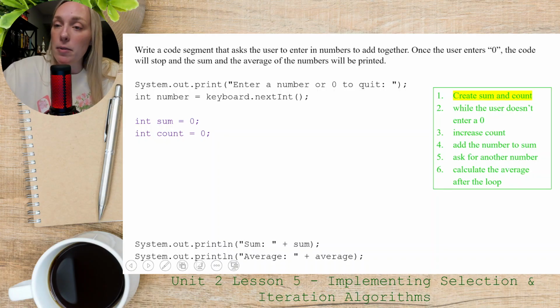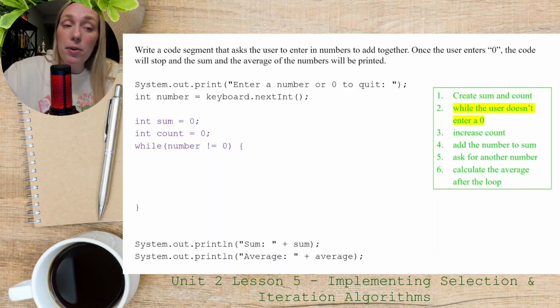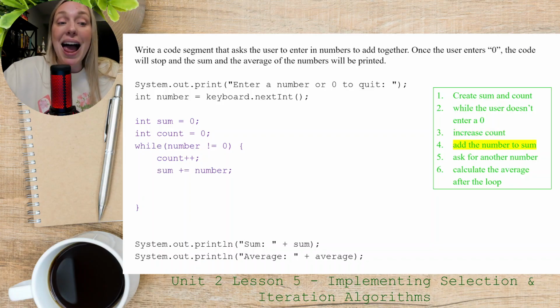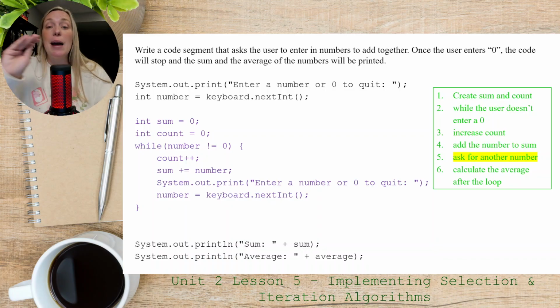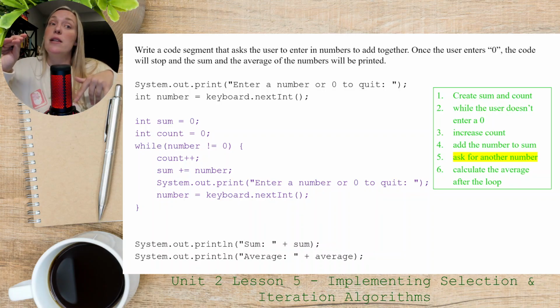So I create my sum and my count. Then while the number that the user enters is not equal to 0, I want to increase the count, add number to the sum, and I want to ask for another number. Okay, so I don't need an if statement in here. I'm just asking for the user to input numbers.